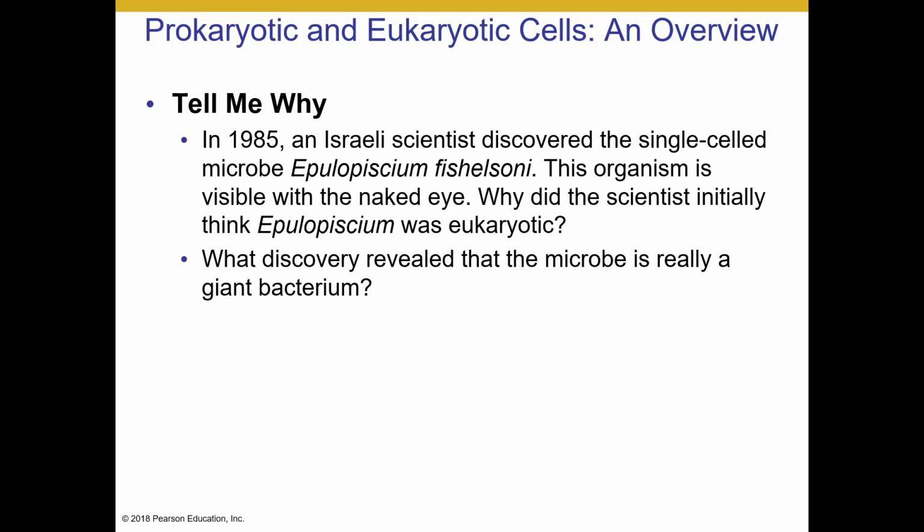Explanation: this microbe found in fish guts is so large you can see it without a microscope. The scientist assumed it must be a eukaryote because size usually means complexity. But under the microscope, it lacked a nucleus and organelles. Instead, it had DNA floating freely, just like bacteria. That's what confirmed it's actually a huge prokaryote.